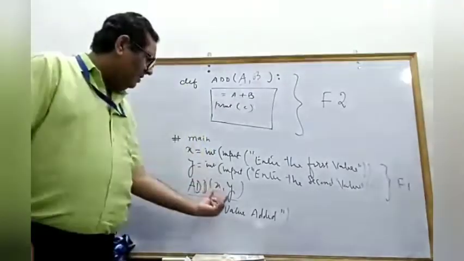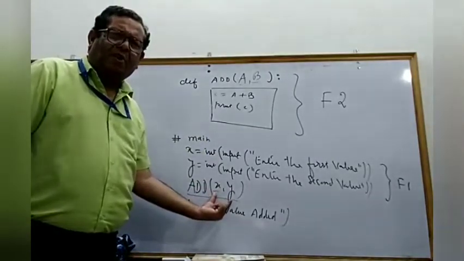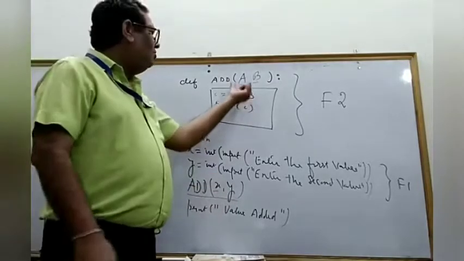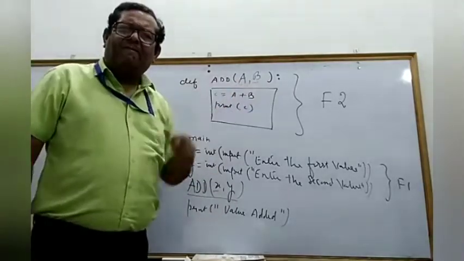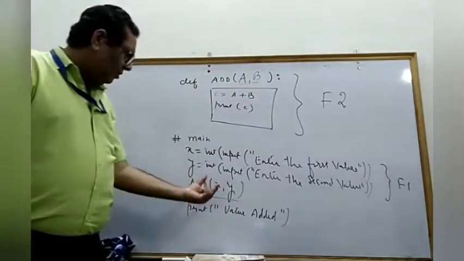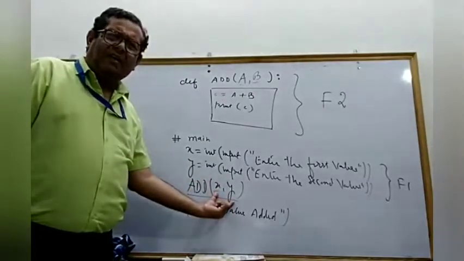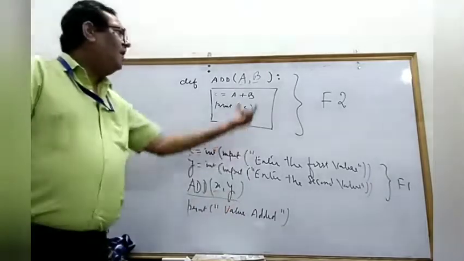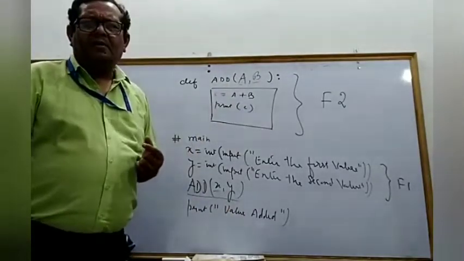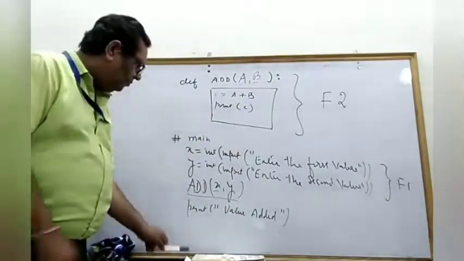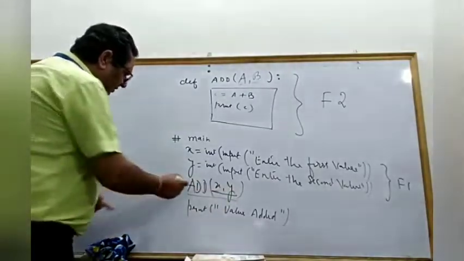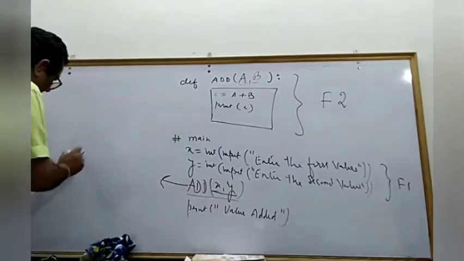Therefore, the argument which is used at the time of calling a function is called the actual argument, and the argument used in defining the function is called the formal argument. So this argument x and y are the actual arguments, and the arguments a and b are the formal arguments. So these arguments x and y, which are used while calling the function, are called actual arguments.